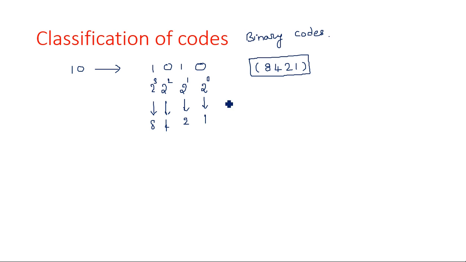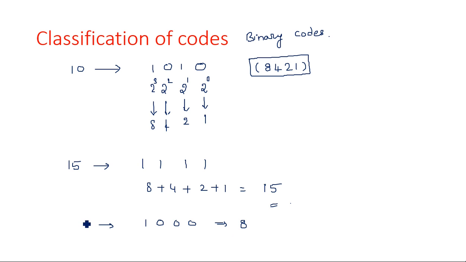For the same, if you want to represent 15, how are you going to take 15? 15 is nothing but all ones, so 8 plus 4 plus 2 plus 1. In 8421 code, all are ones, which gives 8 plus 4 plus 2 plus 1, so it is 15. Similarly, 1000 means only 8 is activated and the remaining are gone, so it is equivalent to 8. So the given number is converted into its corresponding binary information by taking the 8421 code.